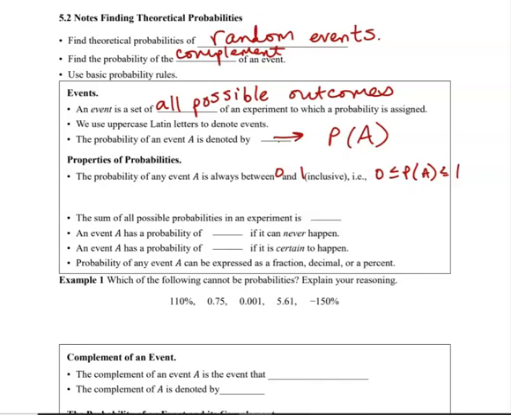The sum of all possible probabilities in an experiment, so in other words, all of those possible outcomes, the probability for each outcome has to add up to 1. So all of the different possibilities, the probabilities have to add up to 1. That's the total. And so if I've covered all the events, it's got to add up to 1, or 100% if I'm using percentages. An event A has a probability of 0 if it could never happen, and a probability of 1 if it is certain to happen. Those would be the extremes. So it can be expressed as a fraction, decimal, or a percent.